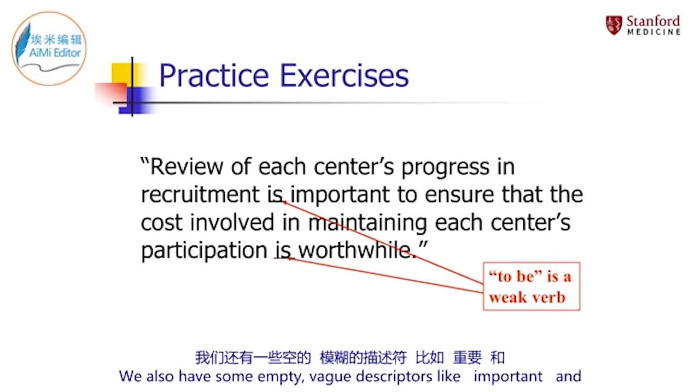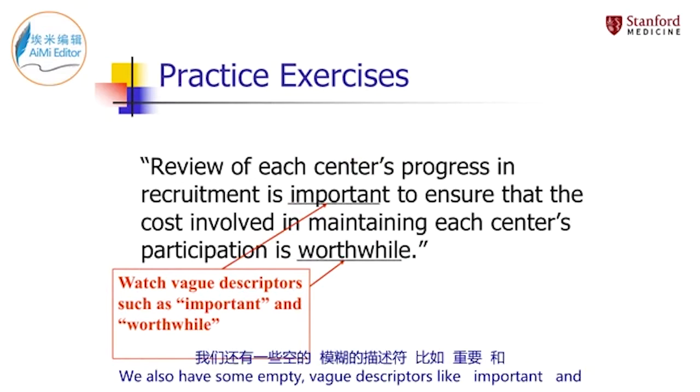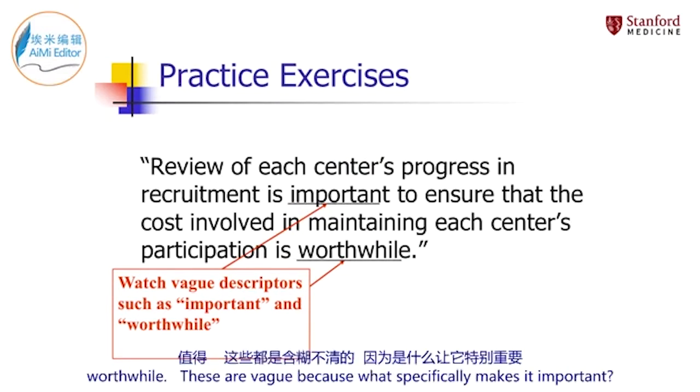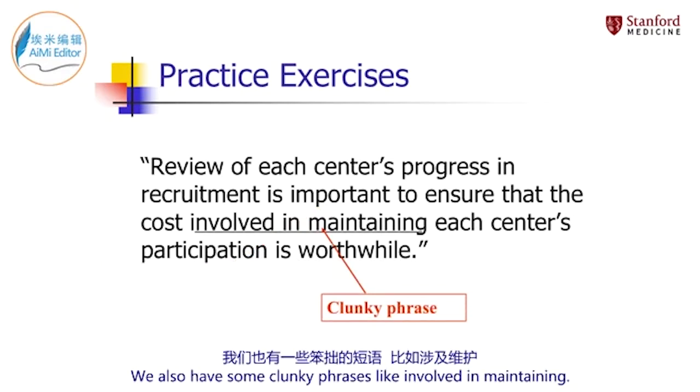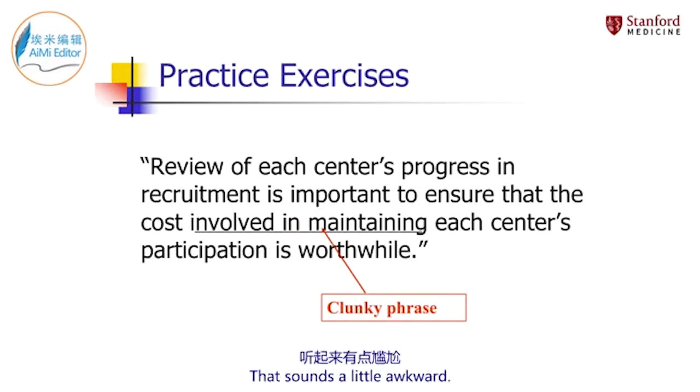We also have some empty, vague descriptors like important and worthwhile. These are vague because what specifically makes it important? What makes it worthwhile? Try to avoid empty words like that. Be specific. We also have some clunky phrases like involved in maintaining. That sounds a little awkward.